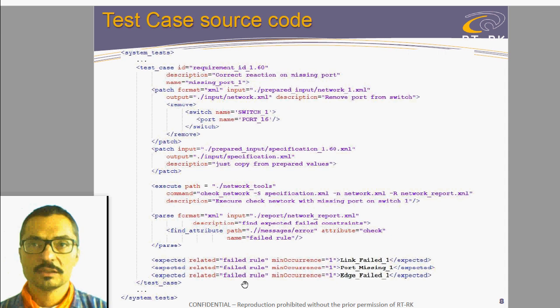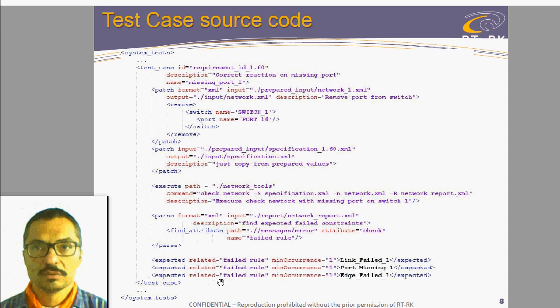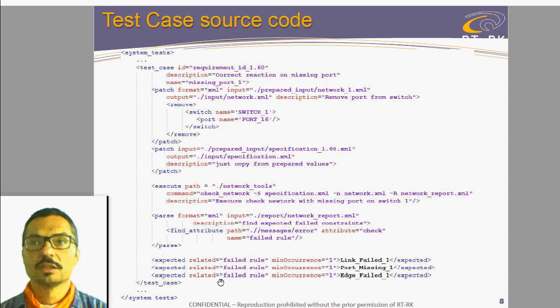And I must say that there is also max occurrence here as an attribute. Default is an unbounded value, so it can be as many as needed, but we can also limit it from the upper side. For example, if there must be exactly one, we will say max occurrence equals 1.